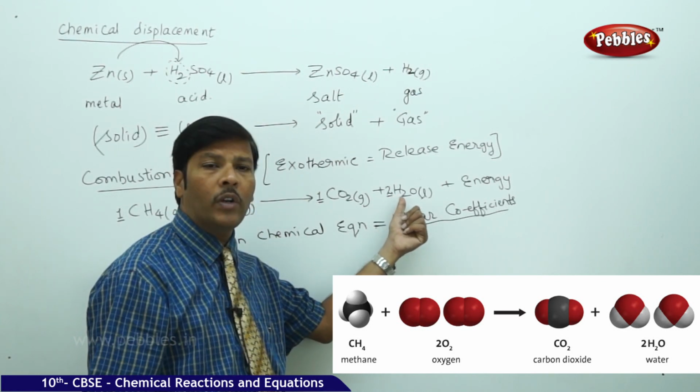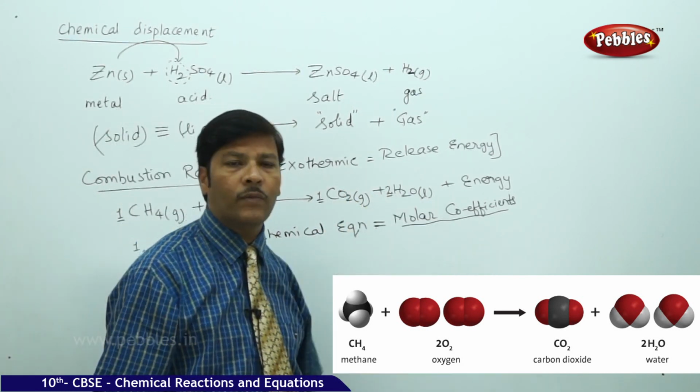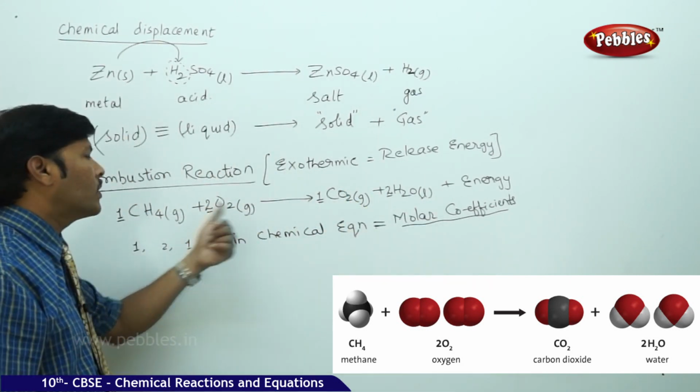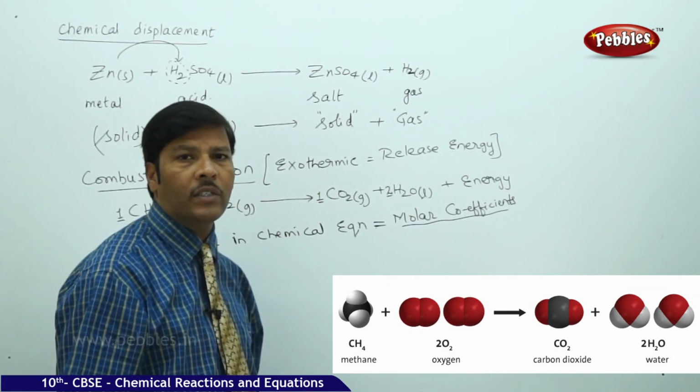So 2 2s are 4 hydrogens. Here also 4 hydrogens. Here we have 2 oxygens plus 2 oxygens, 4 oxygens, and here also 2 2s are 4 oxygens, and 1 carbon and 1 carbon. So the entire reaction has been balanced.